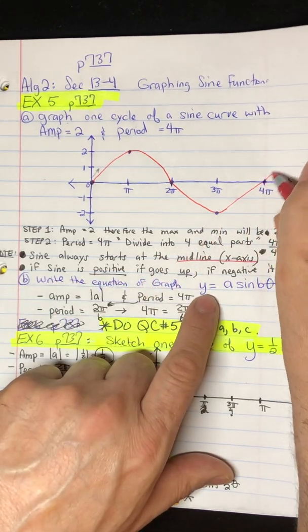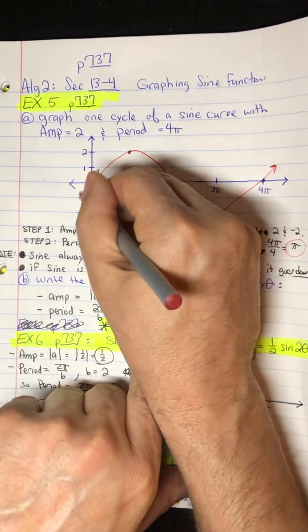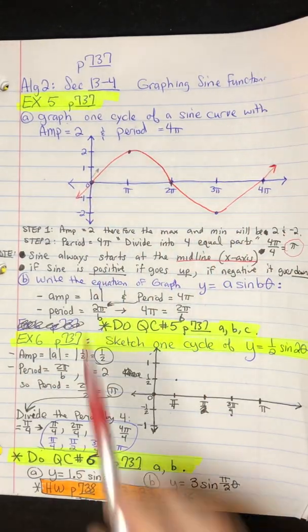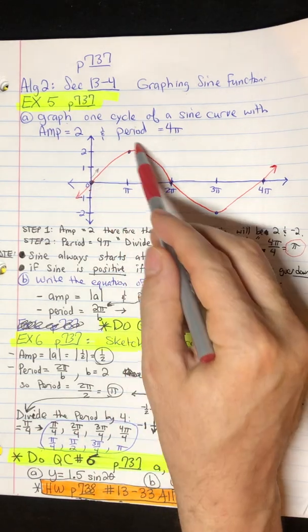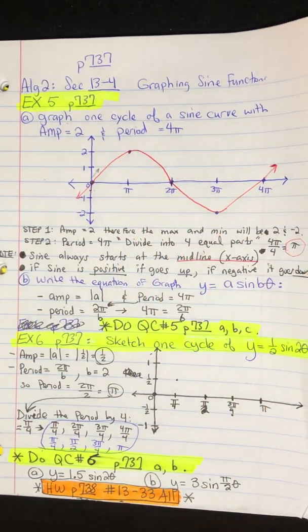This graph goes on forever in both directions, by the way, but we only want to graph it from 0 to 4 pi. That's one cycle from 0 to 4 pi, but it does keep going forever. This is a periodic function. That's how you graph the sine function.